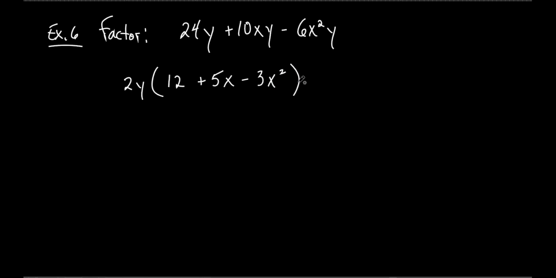Let's do something else, because I want to rearrange this. You could have done this a couple of ways, but watch. I'll do it this way. Let's rearrange this so it's in descending order. So what's going to go first? The x squared, right? So what's it going to be? Minus 3x squared. What's next? Plus 5x, and then plus 12.